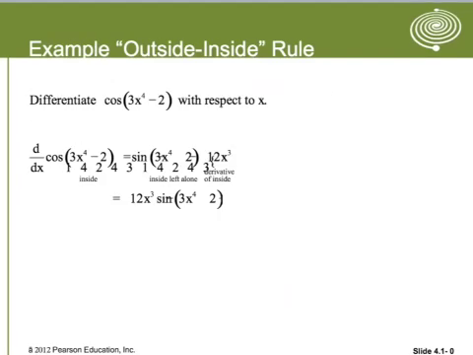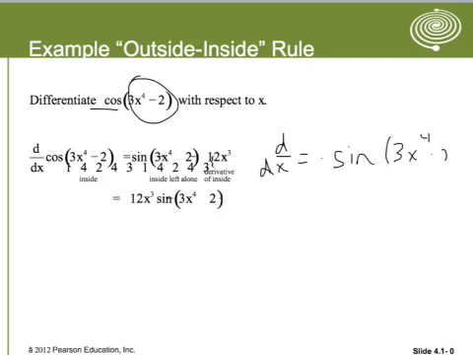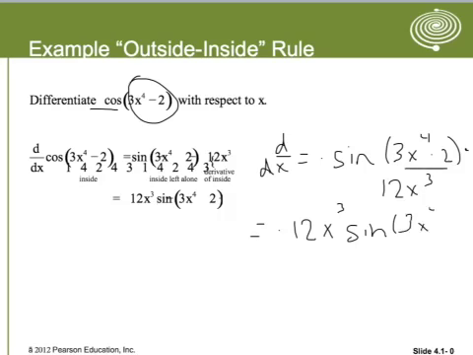Here's our first example of using the inside-outside rule. So we have two functions here, cosine function and the 3x to the fourth minus 2. The outside function being the cosine function. So the derivative of the cosine function is negative sine, and then I evaluate that at my inside function. But then I need to multiply that by the derivative of the inside function, 12x to the third. So my final answer here, negative 12x to the third times the sine of 3x to the fourth minus 2.